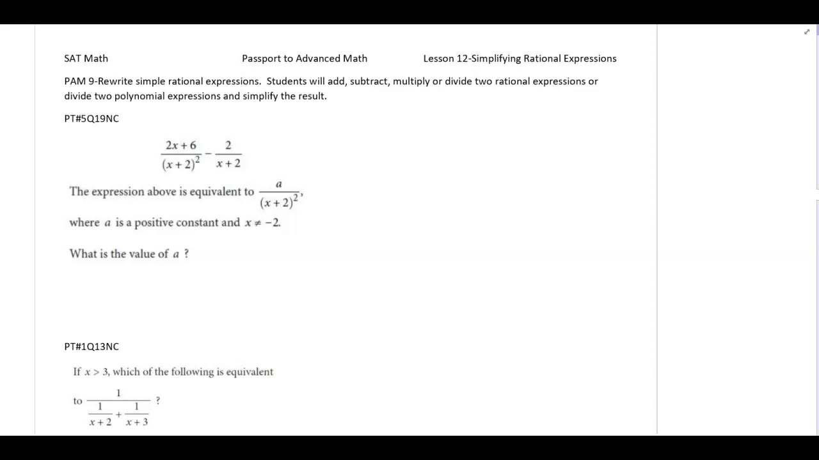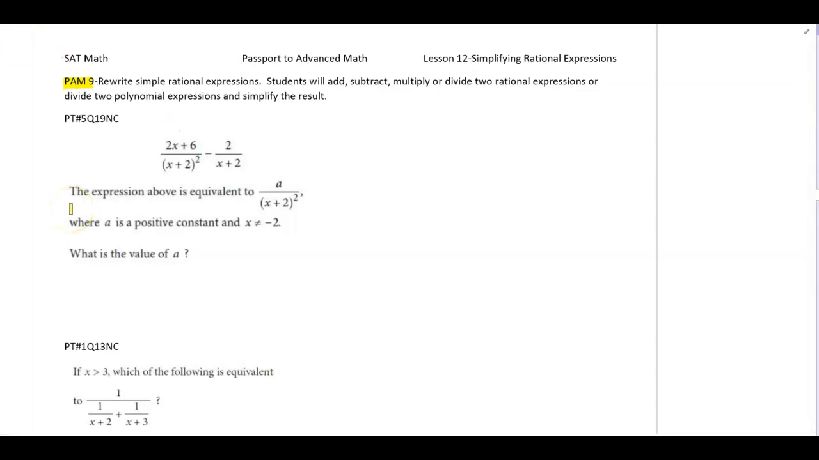Passport to Advanced Math Lesson 12 is all about simplifying rational expressions. This is standard number 9, which is basically rewriting simple rational expressions. With this, rational expressions are not easy, but they really don't make it too difficult if you just have a basic idea of what you're doing. So let's take a look at some examples and strategies for the following problems.